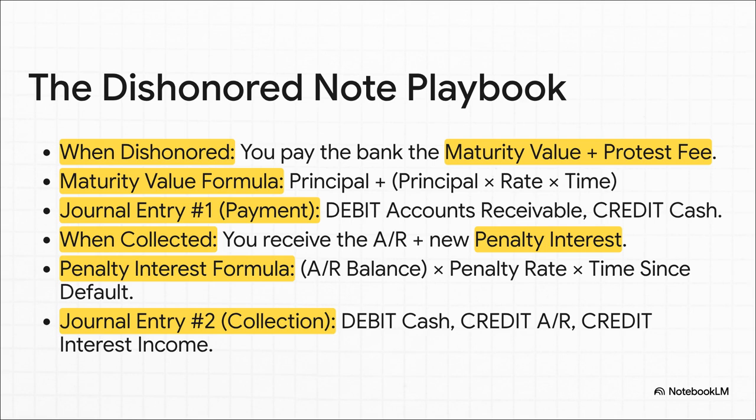How do you get maturity value? Principal plus interest. What's the first journal entry? Debit accounts receivable, credit cash. Simple. Then, when you collect, you get back your AR plus new penalty interest. And that final journal entry? Debit cash, credit AR, and credit interest income. Seriously, screenshot this slide, memorize it, make it a part of your DNA.